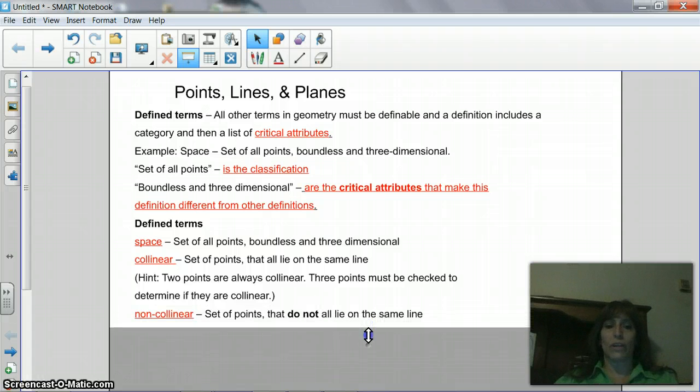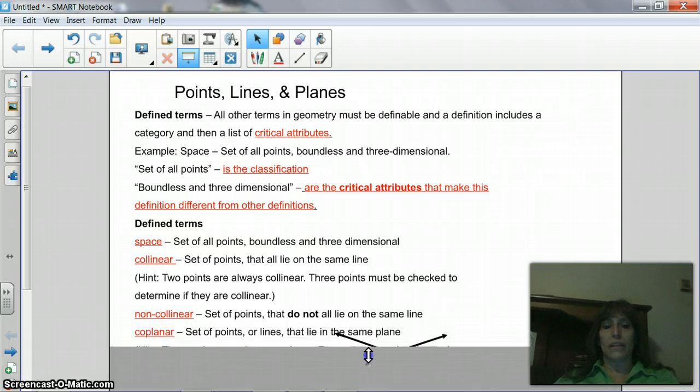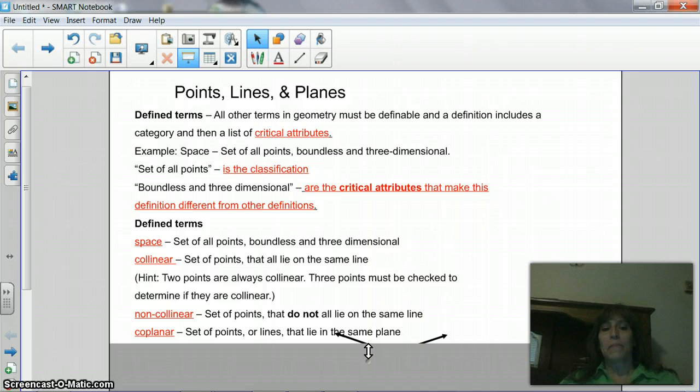Alright, the next word is non-collinear. And that's obviously just what you would think it is. It's a set of points that do not lie on the same line. Alright, the next one is coplanar. Coplanar is a set of points or lines that lie on the same plane. So just like we were talking about earlier today, that it takes at least 3 points to have a plane, these points are coplanar.